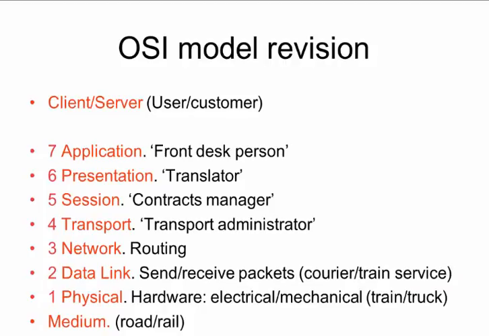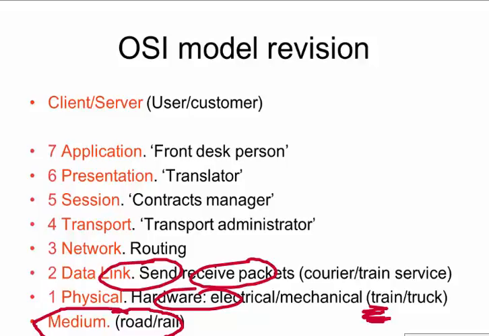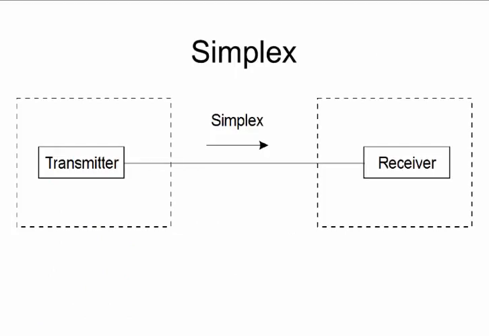Okay. This little slide you can leave for later. I just want to show you here. I just mentioned that the medium is the road or the rail. The physical layer is the hardware. It's like the train. And the data link layer sends and receives packets. It's like the train service. Or another analogy is a courier. In other words, if you have a FedEx guy picking up a parcel, his car would be layer one, and the FedEx guy, the service picking up the stuff and taking it away, would be layer two. Okay, this is not a perfect analogy, but it's fairly good for our purposes. Okay, so let's move on.